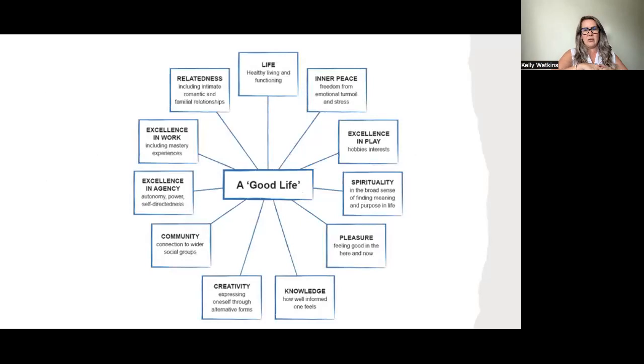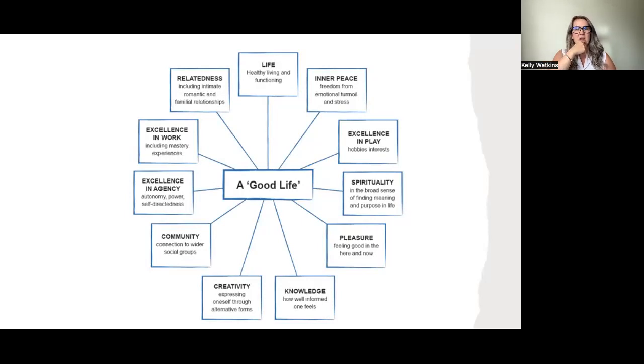Here we have the different goods that are known within the good life. You have life, inner peace, excellence in play, spirituality, pleasure, knowledge, creativity, community, excellence in agency, excellence in work, and relatedness. And what this means, thinking about the risk, need, responsivity model, is that our needs will often be the same. However, it's how we meet those needs that can lead us to engage in criminal activities.